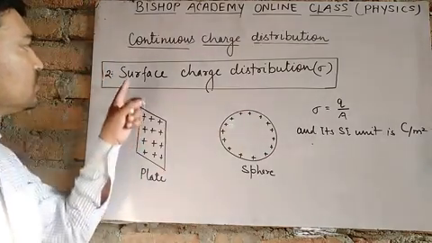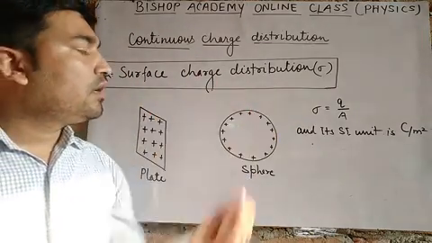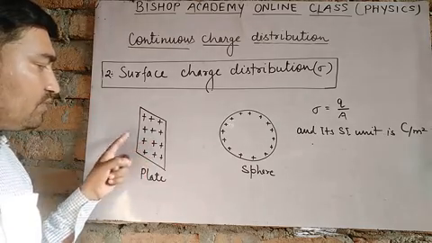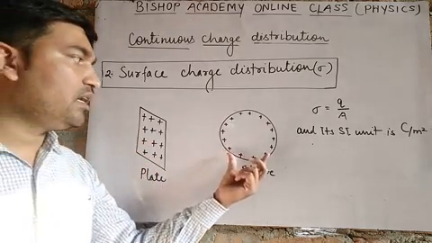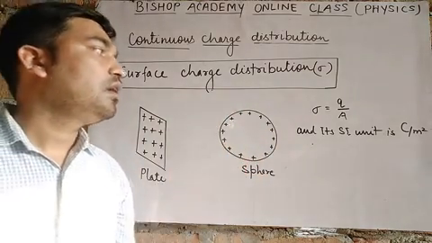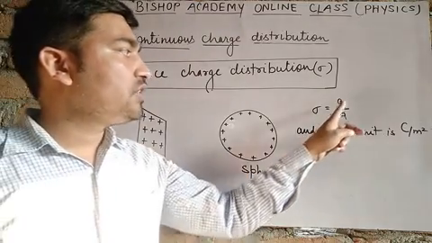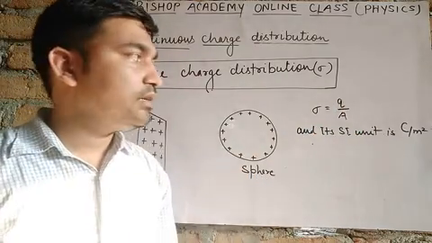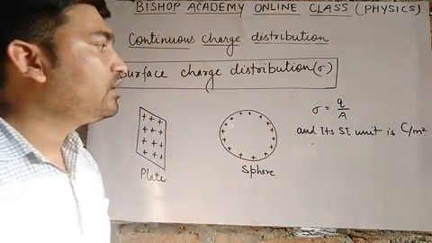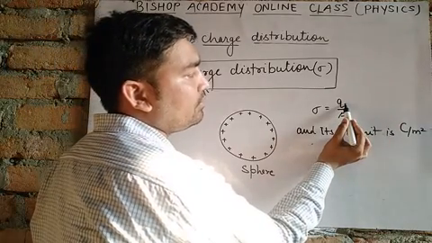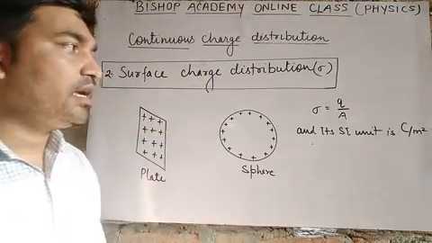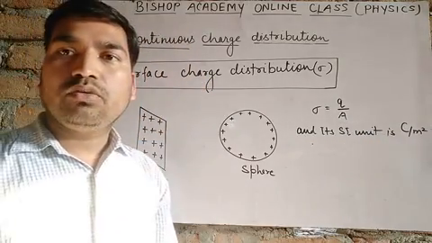Second point is surface charge distribution. It is applied when the charge is uniformly distributed over the whole surface, either plane or spherical surface. It means this charge is spread over the whole surface, and it is defined as the charge present per unit area, and it is mathematically written as sigma equals q upon A. The unit of charge is coulomb and the unit of area is meter square, hence its SI unit is coulomb per meter square.